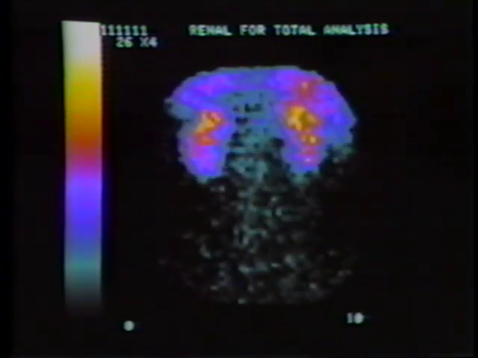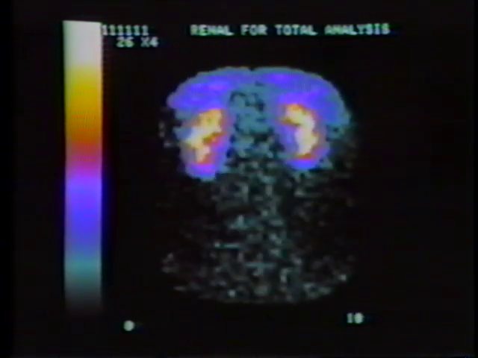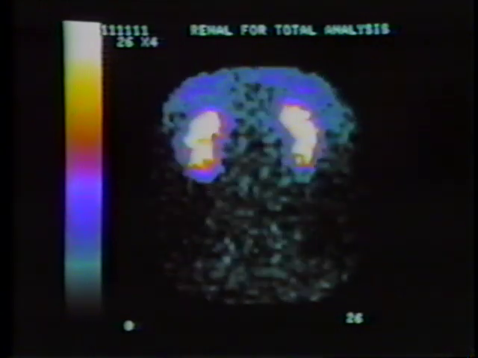If several images are collected in the computer over time, they can be replayed in rapid sequential fashion to produce a movie or cine display of how the radioactive chemical was used by the organ being imaged. For example, in the segment that you're watching, you can see the radiopharmaceutical traveling through the kidneys.